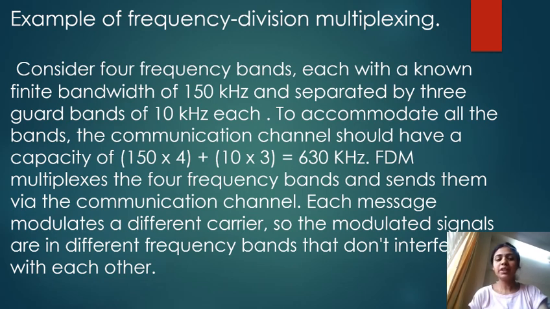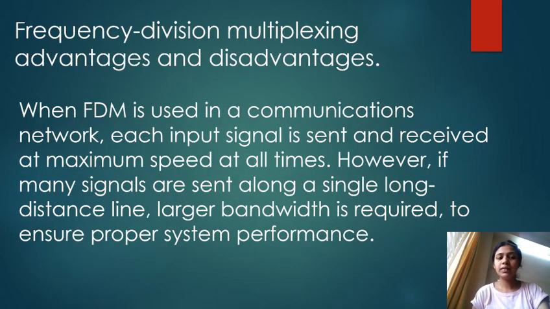FDM multiplexes the 4 frequency bands and sends them via the communication channel. Each message modulates a different carrier, so the modulated signals are in different frequency bands that do not interfere with each other. Let us discuss the advantages and disadvantages of FDM.